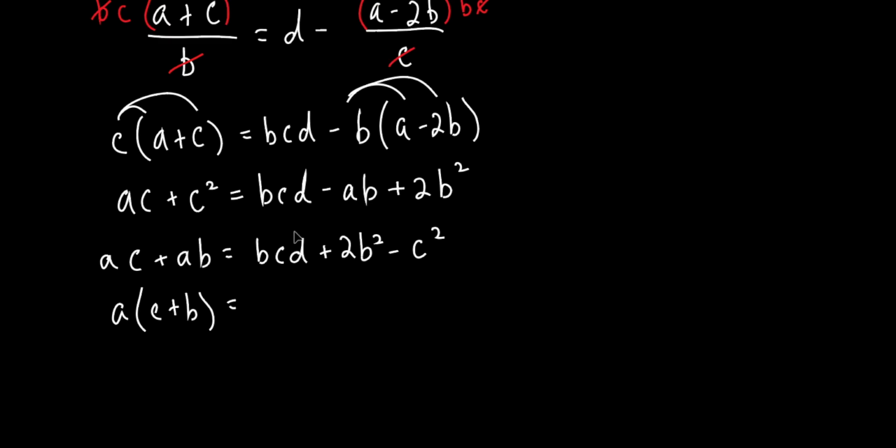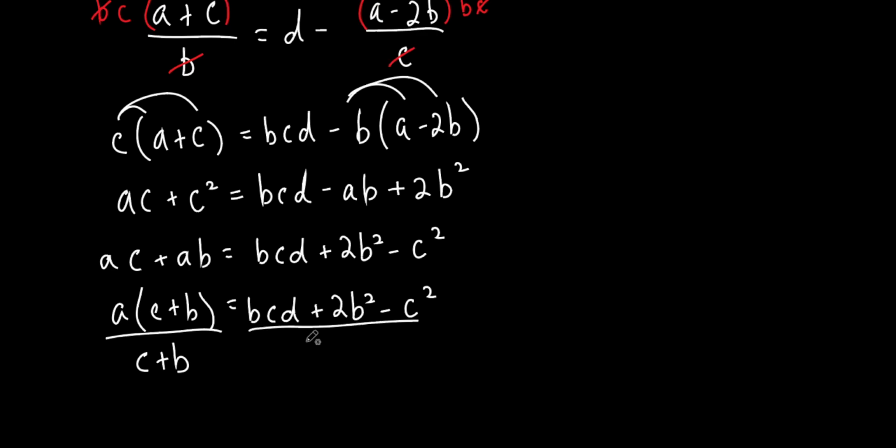All right? Almost done. Then I got to get A by itself, so I divide by C plus B. So I divide this whole thing by C plus B. I like it B plus C better, so I'll just write it like this. So that cancels, and that is your answer.